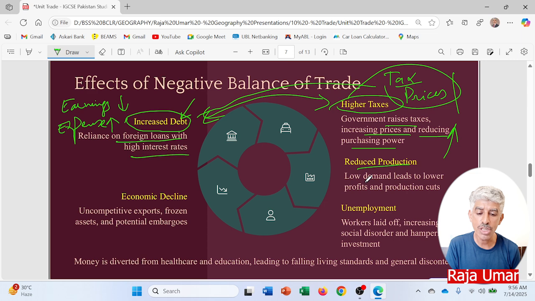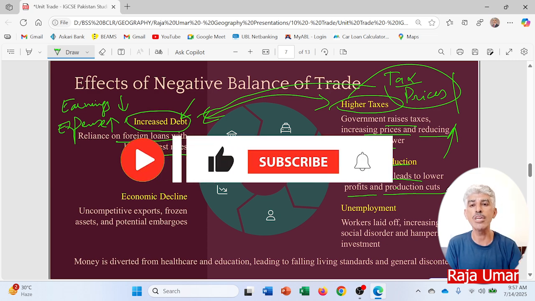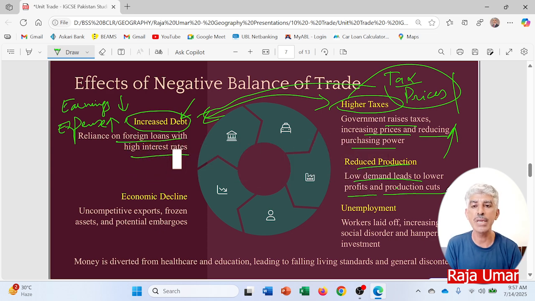Then reduced production, low demand leads to lower profits and production cuts. When the purchasing power of the people would decline, definitely they will not be able to buy certain products. So what would happen? The production of that product would suffer because now there is no demand of that product, or less people are demanding that product. So the industrial production would decline. That would be leading to the further loss to the economy.